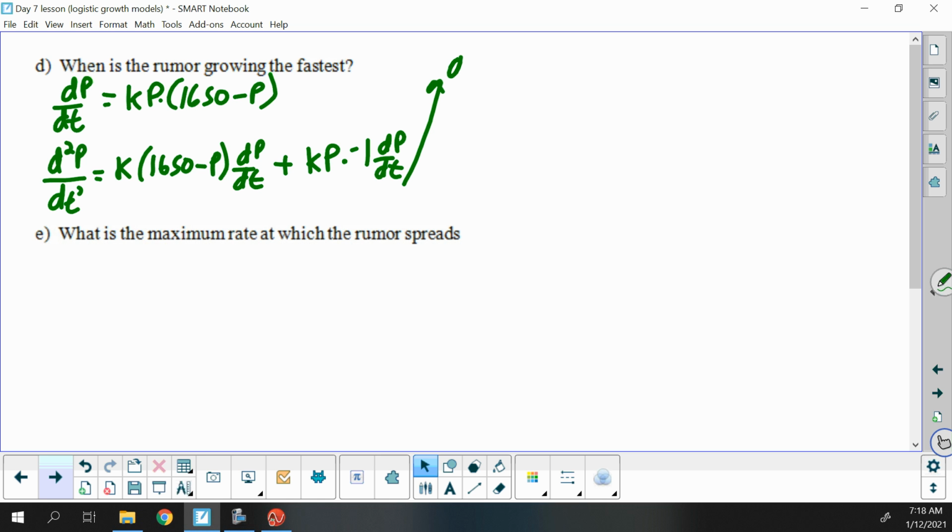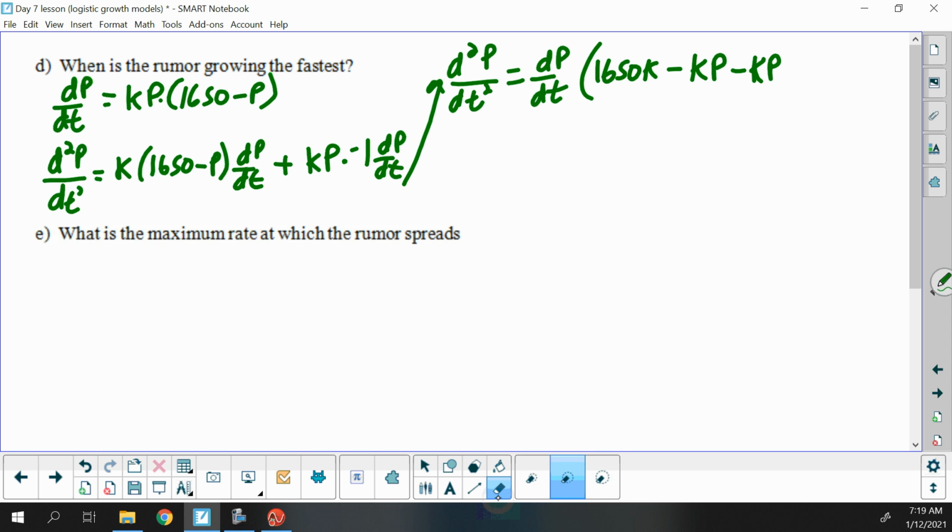I'm going to move up here, so that's d2p over dt squared. We can pull the dp over dt out, and I'm also going to distribute the k. So we're going to have a dp over dt. Distribute the k, we'll have 1650k minus kp, then minus the other kp. So right now, let's make that minus 2kp.